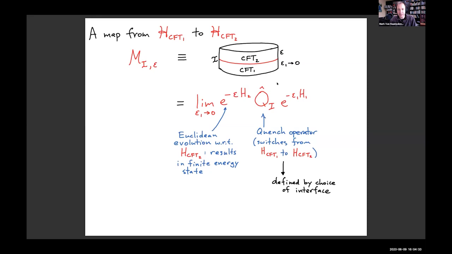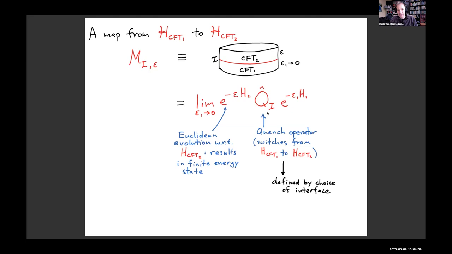So in terms of operator language, you can think of this as sort of Euclidean time. I start with a CFT1 state, and then I evolve for a little bit of Euclidean time, epsilon 1. I'm going to take that to 0 in the end. And now at some Euclidean time, my Hamiltonian changes from the Hamiltonian of CFT1 to the Hamiltonian of CFT2. And that in operator language defines some kind of quench operator.